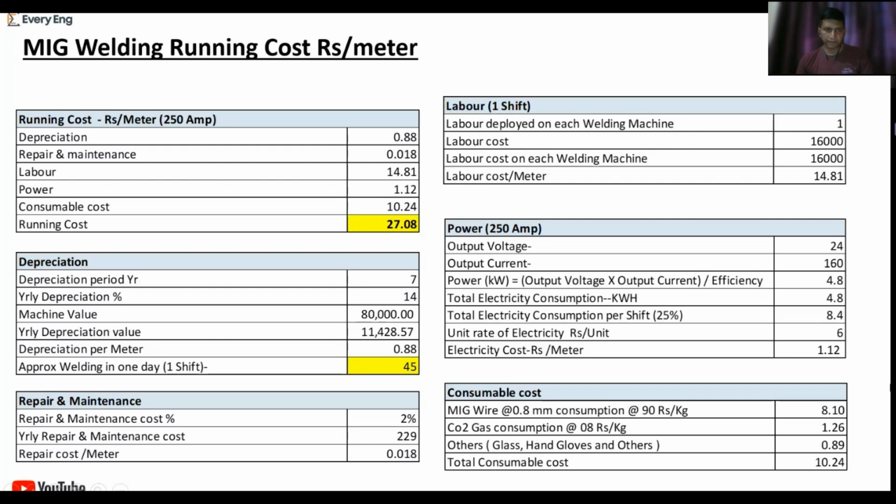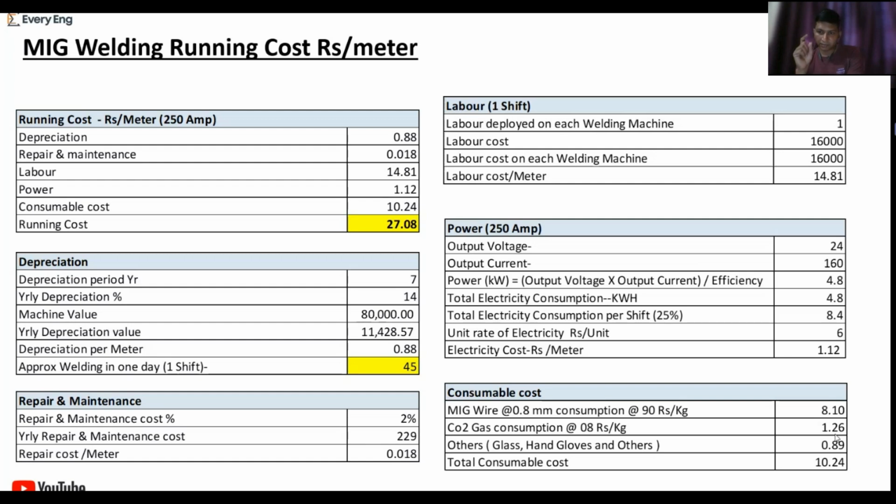And the fifth point is the consumable cost. This is the major point. Wire consumption cost, gas consumption cost, and hand gloves don't matter, but wire consumption and gas consumption are the major cost. In gas consumption we are also losing, we are wasting. I see a number of companies where the waste is 100%.